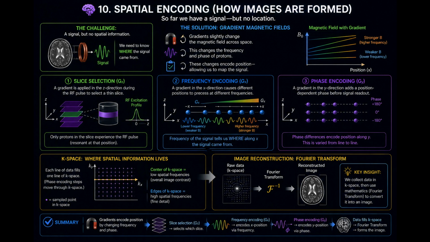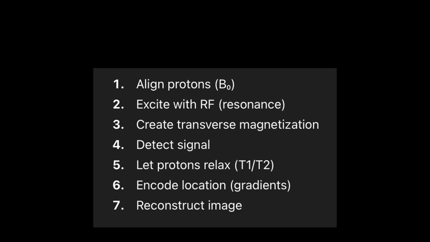Think about a coronal image of your body. You would want to geolocate the anatomy using the gradients on your left to right and head to toe. This spatial information is stored in K-space and reconstructed mathematically, Fourier transform. I hope you liked the 10 steps to MRI physics for students.